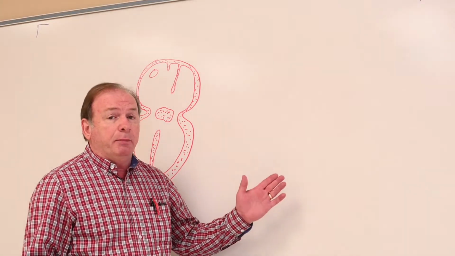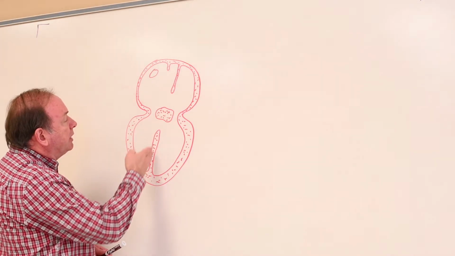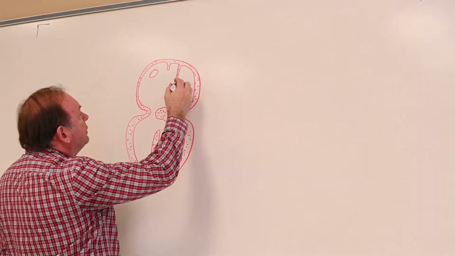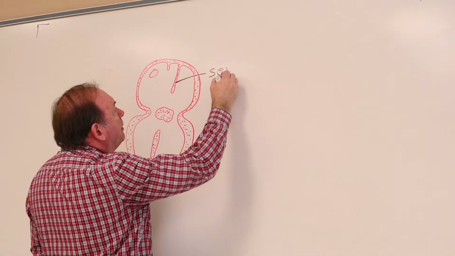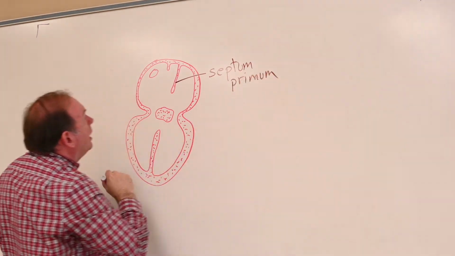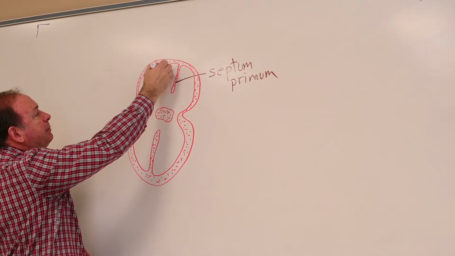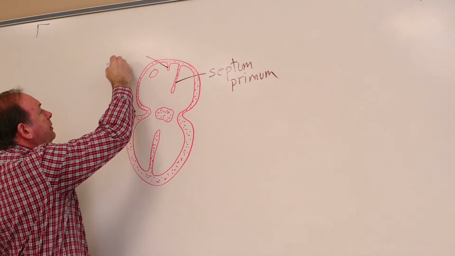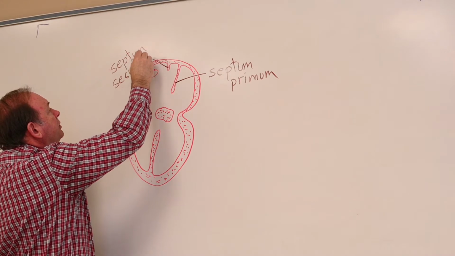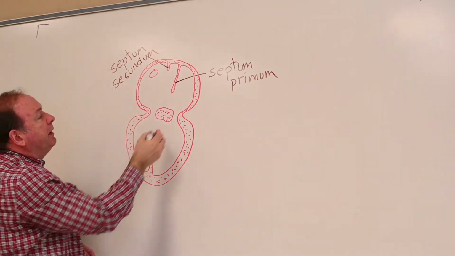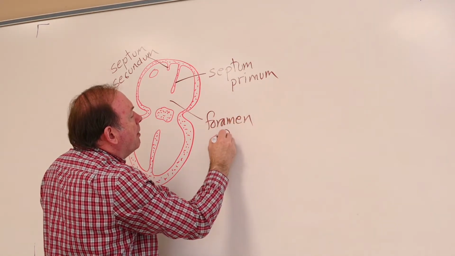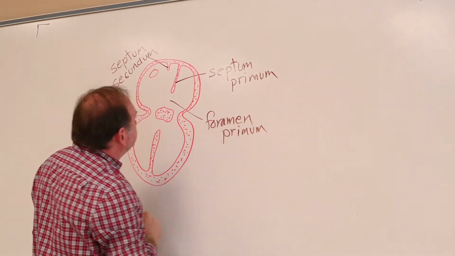This is the next stage in separation of the chambers of the heart. Our interventricular septum is growing up further. Our septum primum will never exactly complete the total separation. This is our septum primum. Here we're seeing the beginning of a second septum growing in right here. This is the septum secundum, just meaning the second septum that grows there. And this opening here is still our foramen primum.